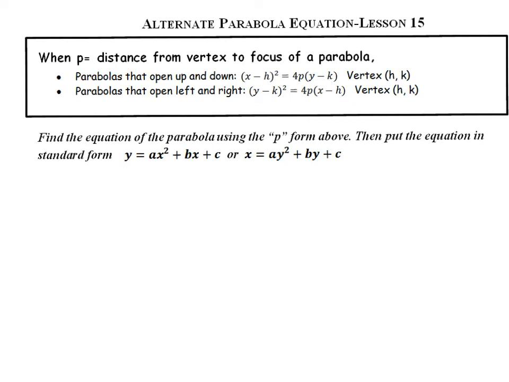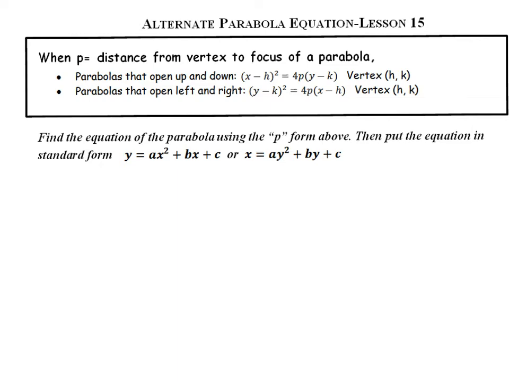Now new for us is going to be the parabolas that open left and right. That equation is going to be (y minus k) squared equals 4p times (x minus h). So you'll notice that for the sideways parabola, the y variable is being squared and the x variable is not. Again, we're going to use (h, k) to stand for the vertex.